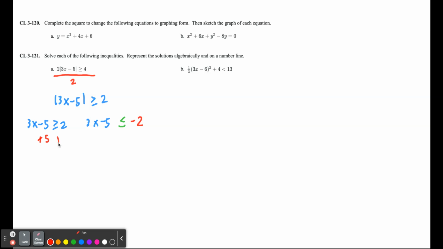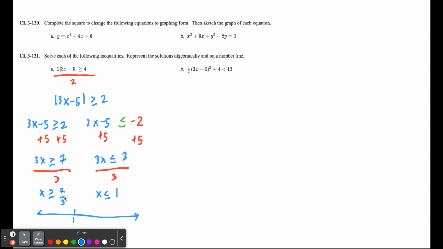So you add 5, and you get 3x is greater than or equal to 7, divide by 3, and you get x is greater than or equal to 7/3. And then here you add 5, and you get 3x is less than or equal to 3, and then divide by 3, and you get x is less than or equal to 1. And then you put those on your number line.